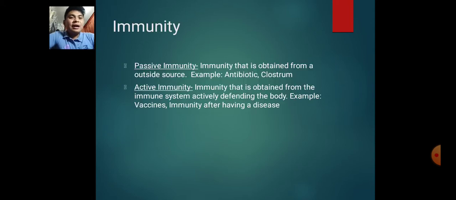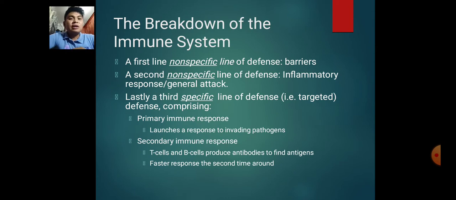So, let's define the two parts of immunity. First is passive immunity: immunity that is obtained from an outside source. Example, antibodies or colostrum. And active immunity: immunity that is obtained from the immune system actively defending the body. Example, vaccines, or immunity after having a disease.